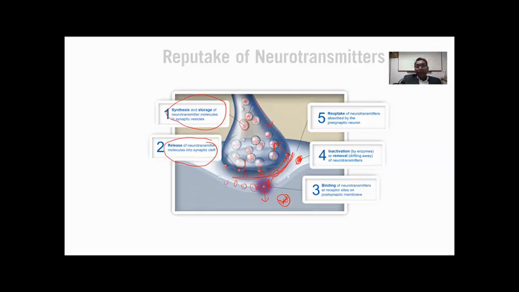Another possibility is that the postsynaptic neuron can actually control the receptivity of these receptors, either to readily accept the neurotransmitters or not. And we call this neuromodulation. So this is in a nutshell what happens and how the information gets transferred between neurons.